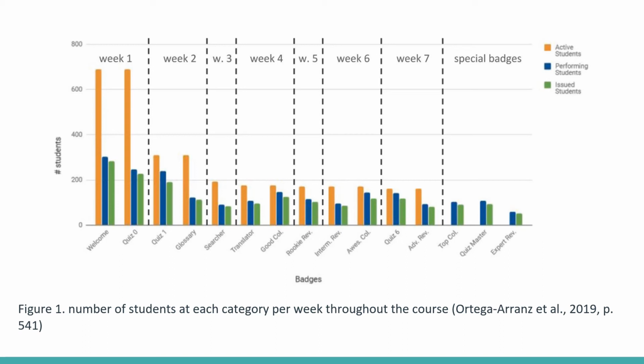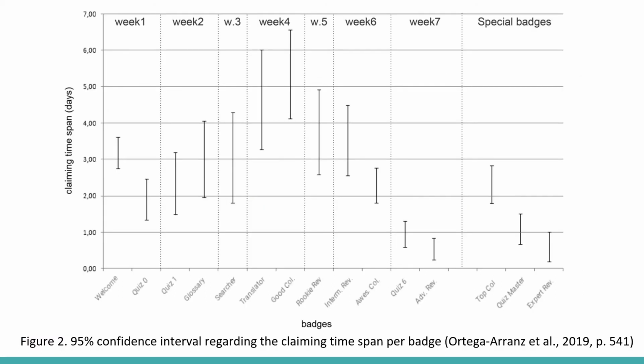differently. As shown in Figure 2, the time span for claiming badges grows from the beginning to the middle of the course in the 4th week and decreases from the 4th week to the end of the course. This initial growth could be attributed to a loss of interest in earning badges. The decrease towards the end of the course might also be explained by the end date of the course that created a shorter time span for claiming the badges.